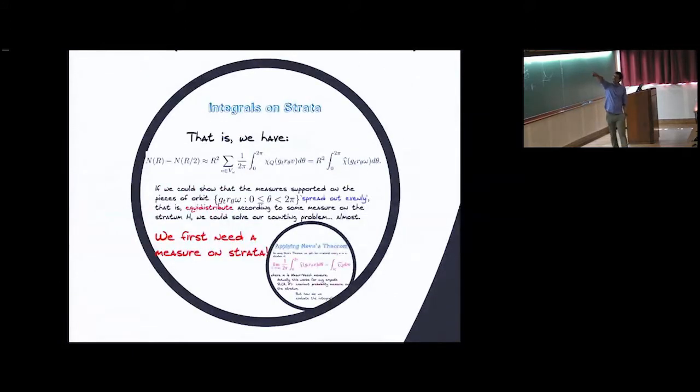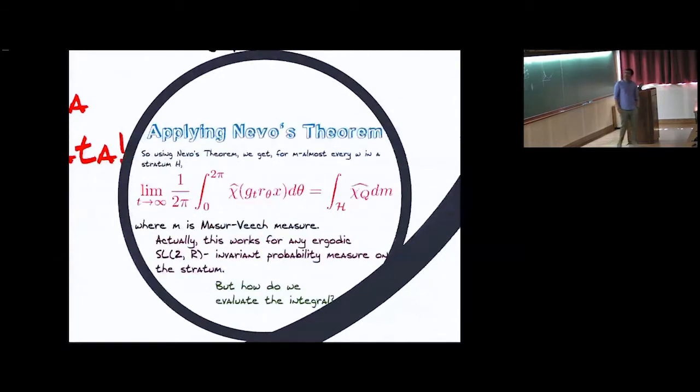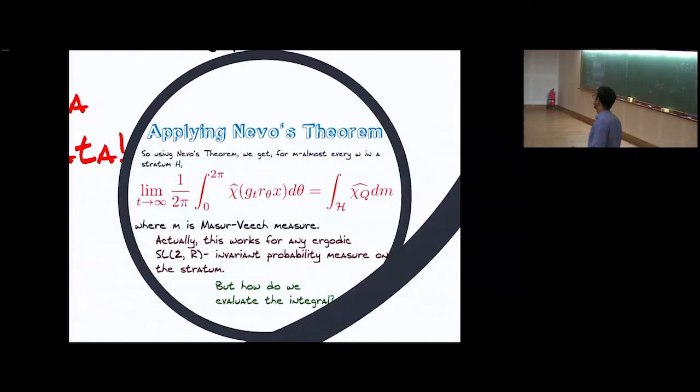But look, if we want to claim quadratic asymptotics, all we need to do is understand that right-hand integral. We'll have r squared times that right-hand integral, but that right-hand integral is exactly an integral of the form we were just talking about in Nevo's ergodic theorem. So applying Nevo's ergodic theorem, we get, for almost every omega in a stratum, that the integral from 0 to 2 pi of chi hat q of g_t r_theta x converges to the integral of chi hat q. That is, it converges to, for a random translation surface, the number of points in this quadrilateral or in this trapezoid.